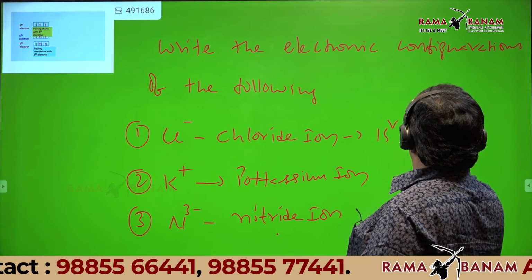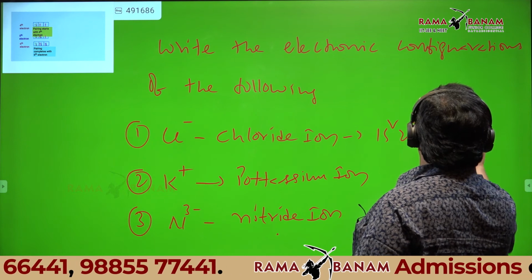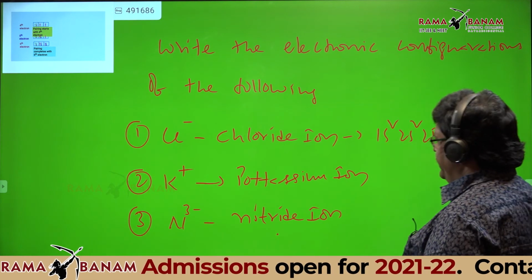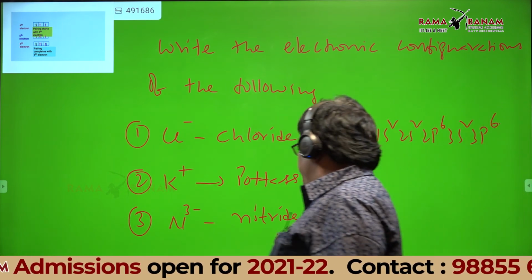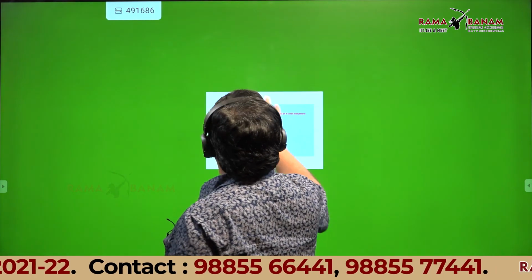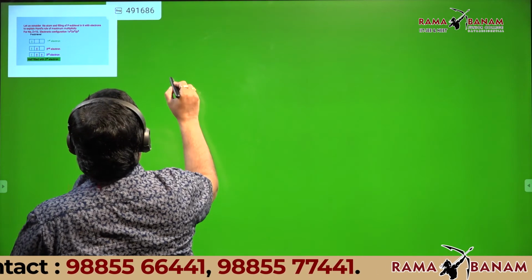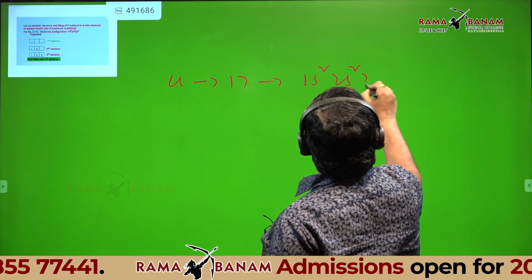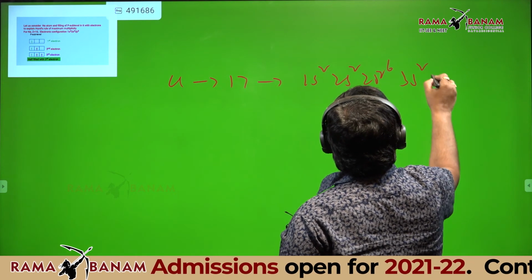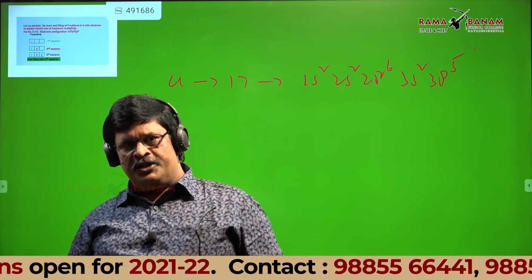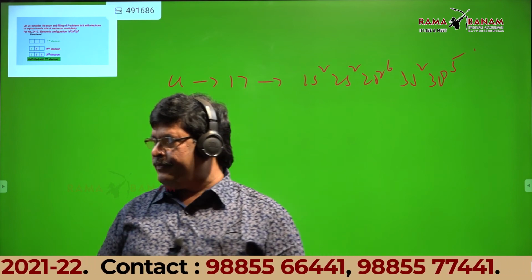2s2, 2p6, 3s2, 3p6. Why 3p6? Because, listen to me, chlorine is 17: 1s2, 2s2, 2p6, 3s2, 3p5 is chlorine. Is it okay?